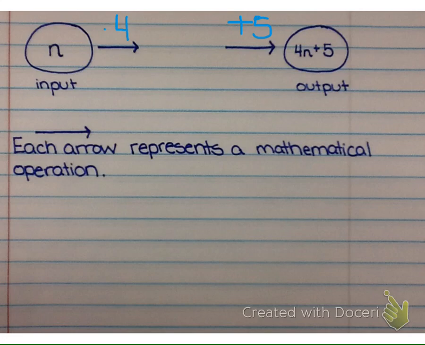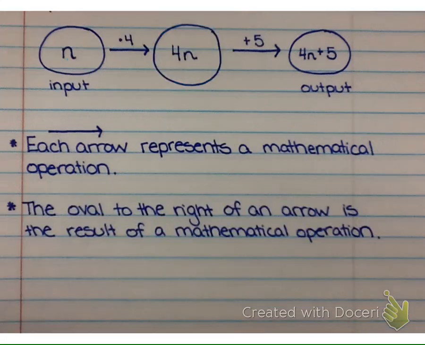You might also notice that there's space in between the circles. That space in between the circles is going to have a third oval. That oval is for the result from the operation on the arrow to the left of it. So you notice that we have n times 4. The next oval will house the result of n times 4. n times 4 equals 4n. So I'm going to record 4n in the second circle. Now that you've recorded the process in your flowchart, please make sure that your notes are all caught up.